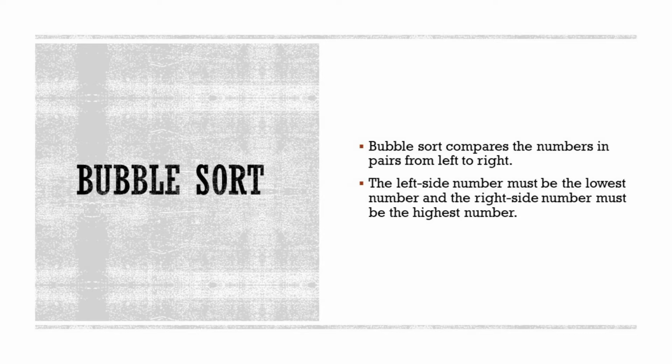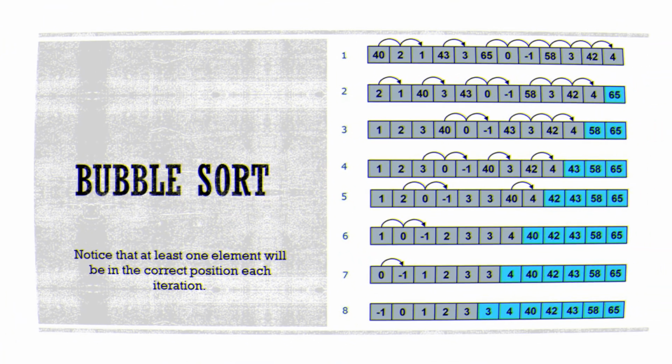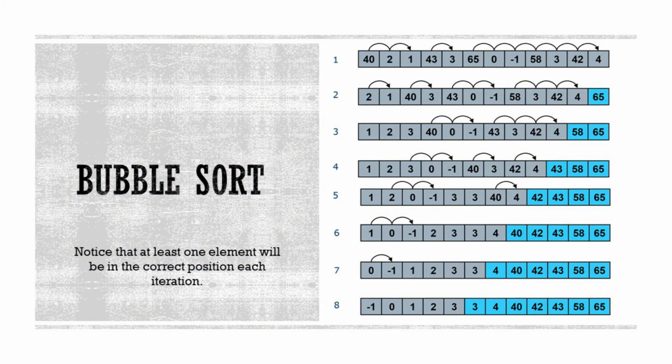As we can see, this is one example of how the bubble sort works. From the first line, we have 40 and 2. 40 is the bigger one, so it will move to the next place. And 43 and 3, 43 is bigger than 3, so it will move also. And 65 is bigger than all of these numbers, 0, -1, 58, 3, 42 and 4, so it will move to the far side.